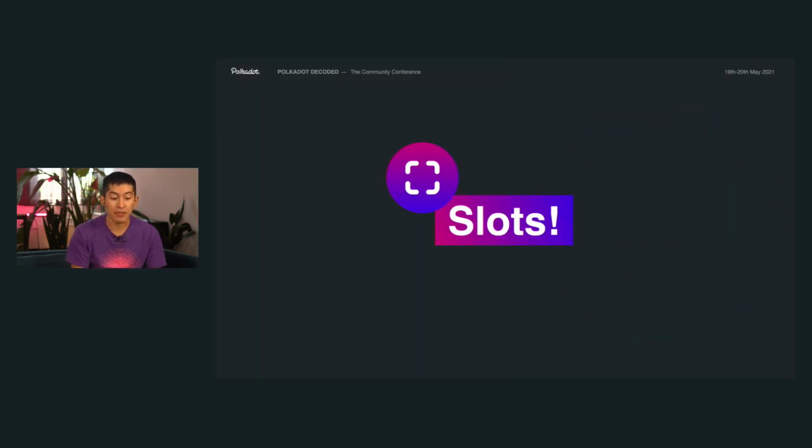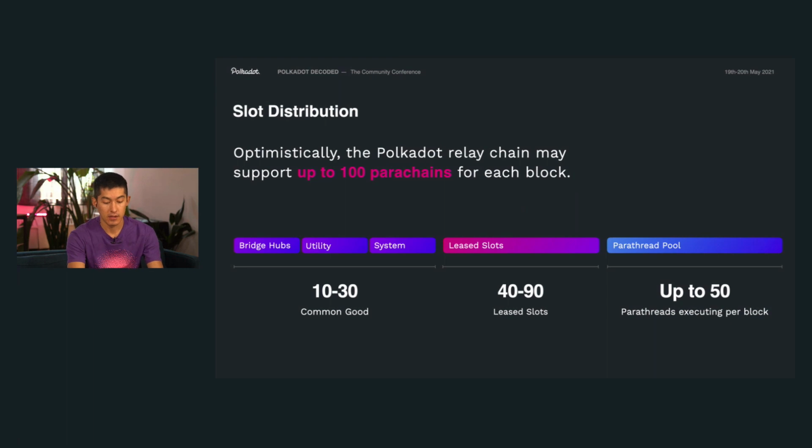So for that, we're going to talk about slots. Let's go for it. Slots is the term we use to describe availability for a parachain to connect to Polkadot. Optimistically, we think that up to about 100 parachains could be supported at a single time on Polkadot, and for that we would need 100 slots.